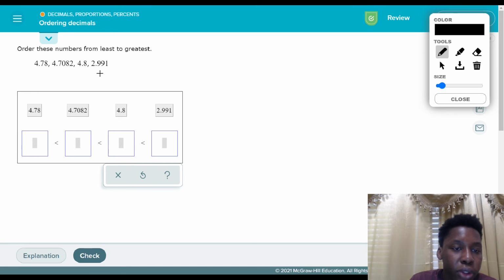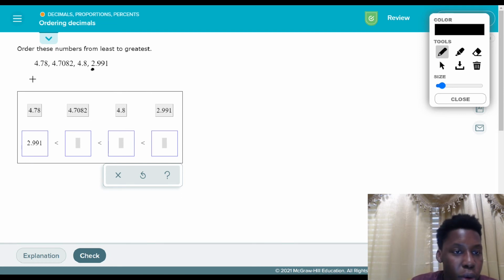Out of all these numbers, which one of them has the smallest number that comes first? 2, right? 2 is the smallest number out of all these ones. So automatically we can assume that 2.991 is the smallest number. So 2.991 comes here. The next thing for us to do is to focus on these 3 numbers, since we already know the place of 2.991, and we put 2.991 in its place.